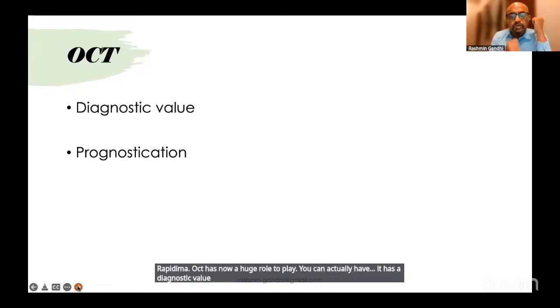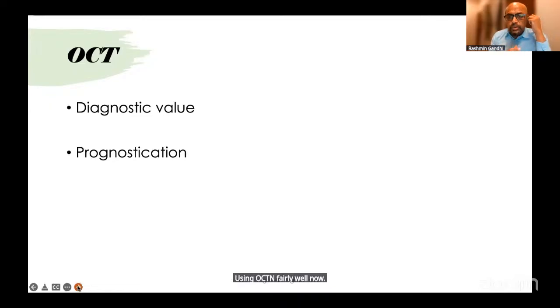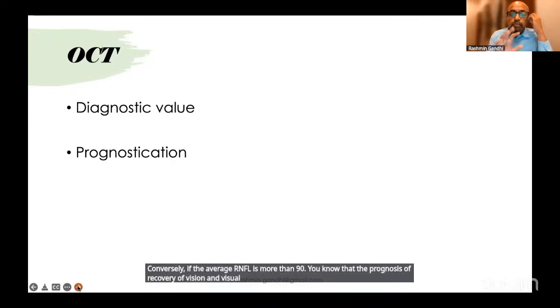You can differentiate between a pseudo disc edema and a disc edema using OCT fairly well now, and it helps in prognostication. If there is an advanced loss of GCC, you know that the patient is losing axons and your treatment may or may not have an impact. A patient having a tumor of the visual pathway who already has an average RNFL less than 60, you know that tumor removal may or may not relieve the visual field defect. Conversely, if the average RNFL is more than 90, you know that the prognosis of recovery of vision and visual field would be good in those patients. So OCT has assumed importance now in prognostication in patients with compression.